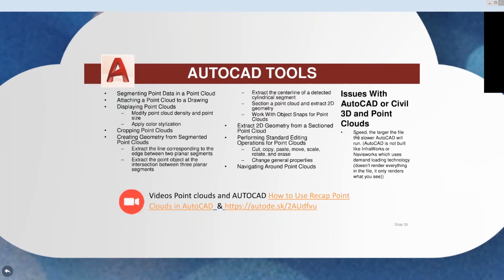So that's why I say in Recap, it's just easier. You saw how quickly I could just make a quick region out of that. So that's probably the best thing. I'm going to show you this tool where we're going to do a section, and then we're going to extract the 2D geometry from a section view.